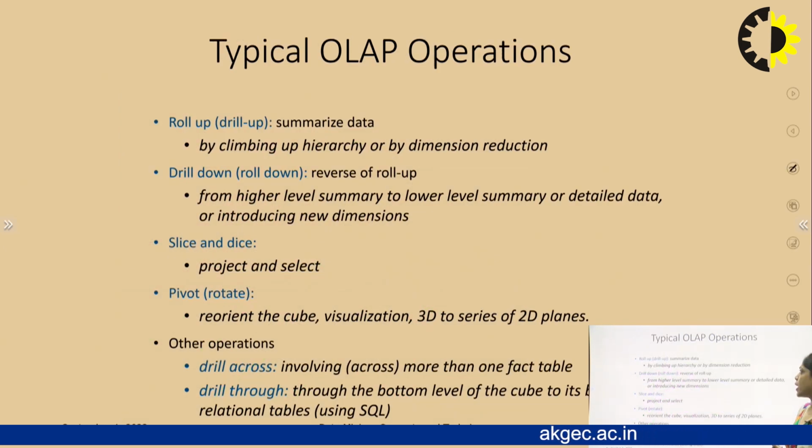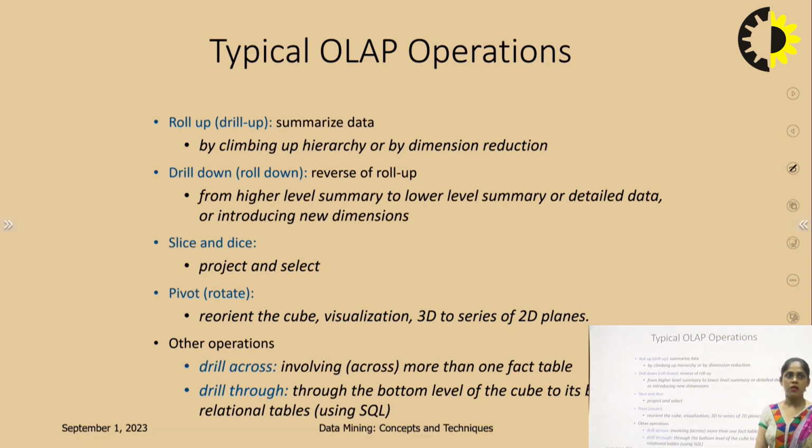Now, typical OLAP operations are there. First one is roll up or drill up, that is, summarize data by climbing up the hierarchy or by dimension reduction. Drill down or roll down is the reverse of roll up, that is, from higher level summary to lower level summary or detailed data, or introducing new dimensions.